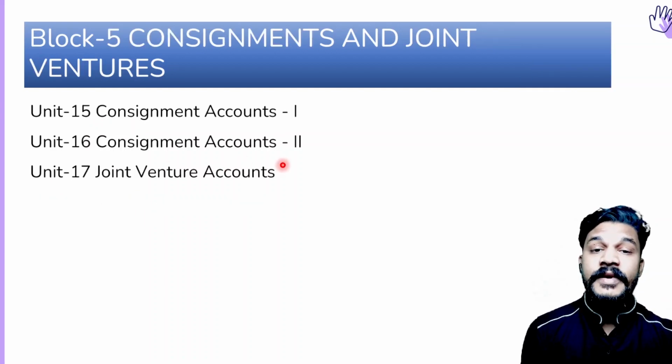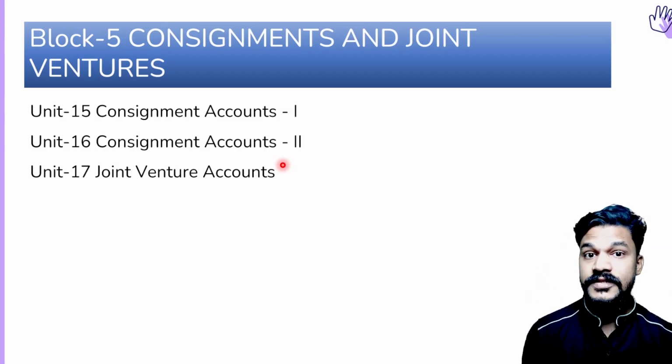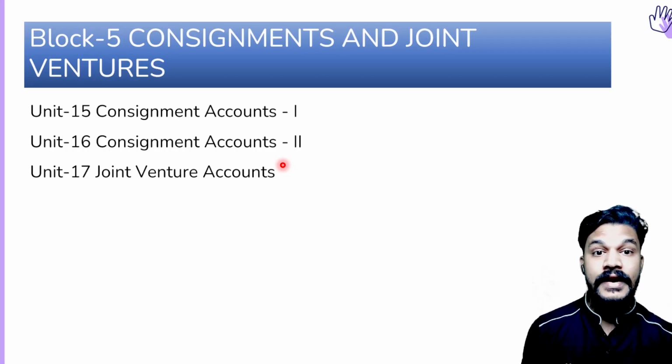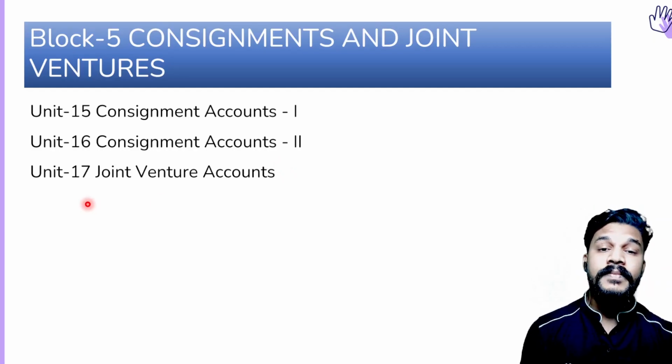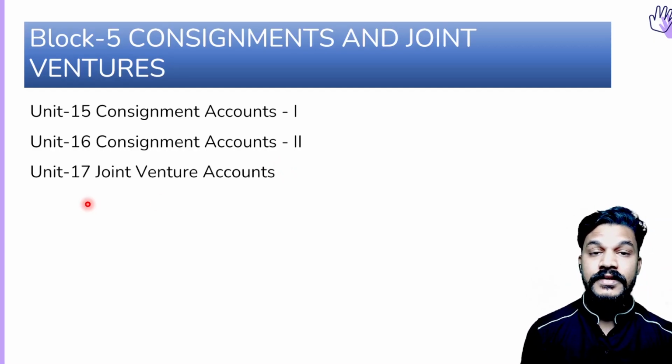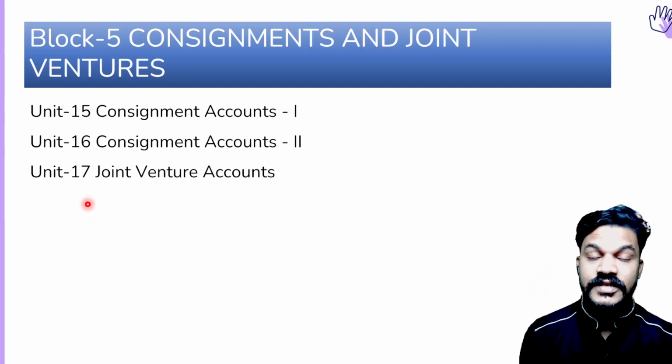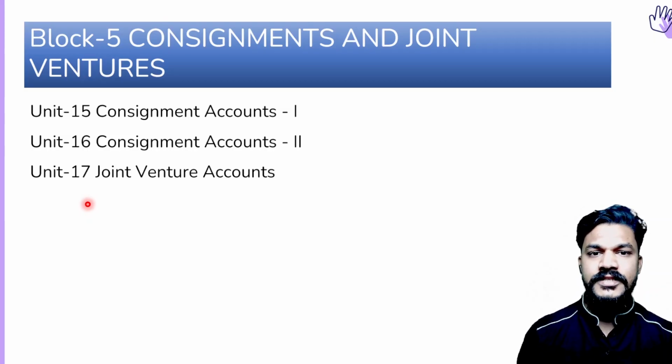And consignment accounts consist of consignments. Consignment is basically related to transporting goods or any kind of cargoes and so on. So how they will do their accounts, that we will be dealing with in block 5, units 15 and 16, such as consignment accounts. Then at last we will prepare joint venture accounts. What is a joint venture, and what is the purpose? Everything will be discussed when we open that unit 17.